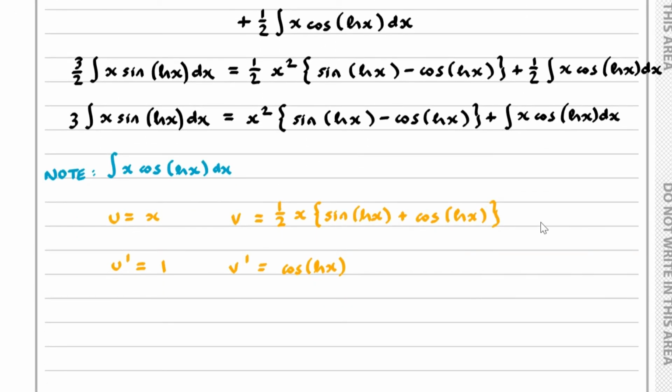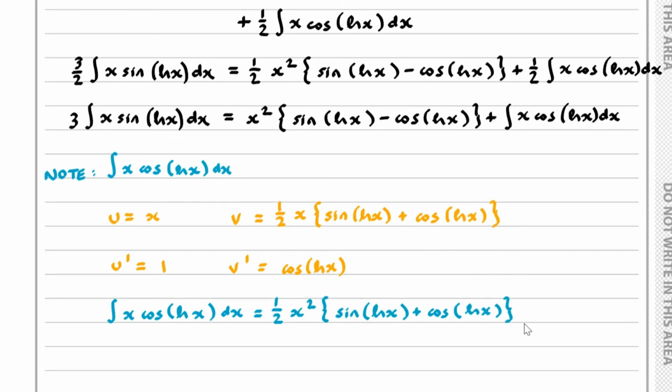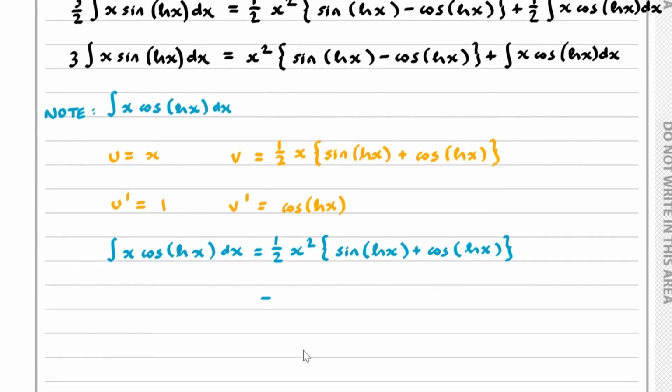So if we integrate x times by the cosine of natural log of x, we've got uv, so that will be 1/2 x squared times by the sine of the natural log of x plus the cosine of the natural log of x minus vu dash, so minus integral of vu dash, so that's minus 1/2 x times by the sine of the natural log of x plus the cosine of the natural log of x dx.